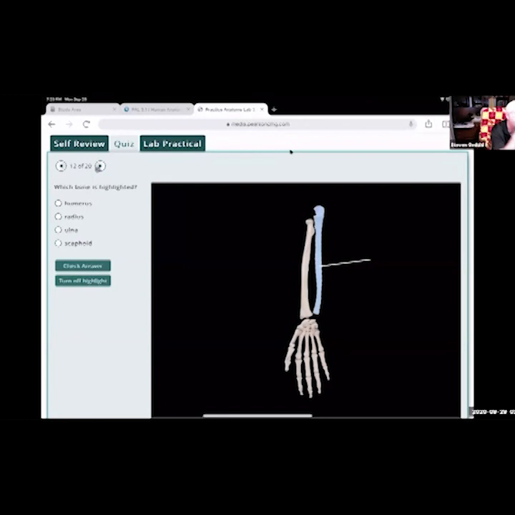All right, what bone? Ulna. How do you know it's the ulna? There's two things. The thumb is on the opposite side, right? Opposite side of the thumb, and it's the bigger, the longer of the two bones. That's the ulna, because the radius is always on the same side as the thumb.